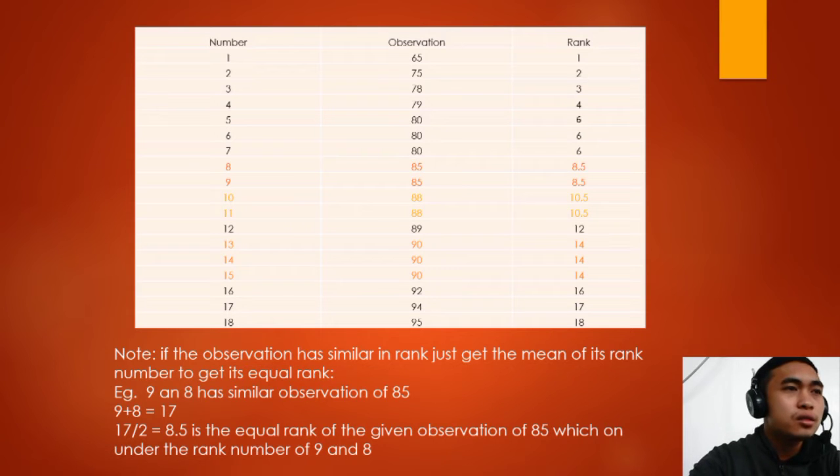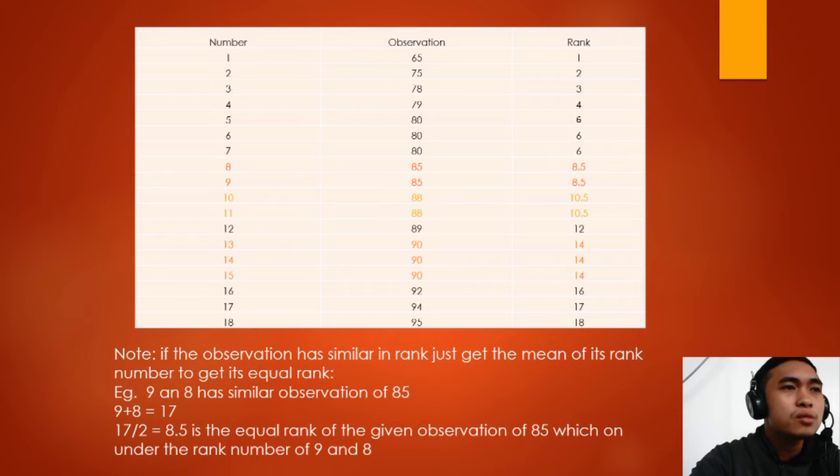Since we have 18 samples, the total of our observations is 18, so we need to rank them from 1 to 18, the test results of each different method. As we notice, we rank 65 as 1 because that is the lowest, 75 rank 2, 78 rank 3, 79 rank 4, 80, 80, 80 ranks 5, 6, 7, and so on.